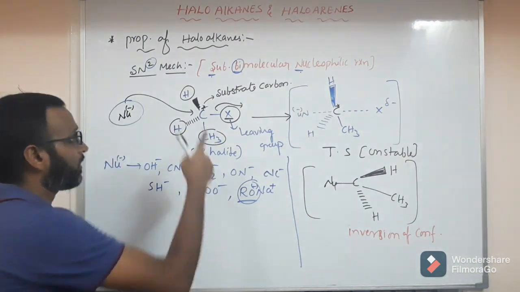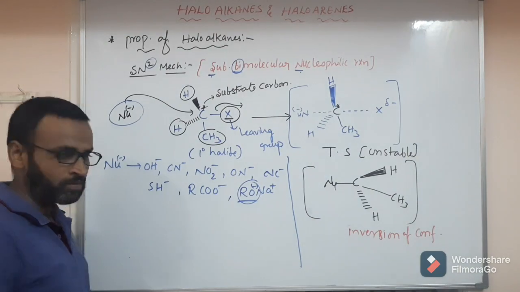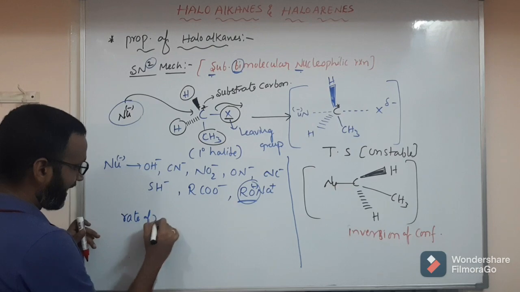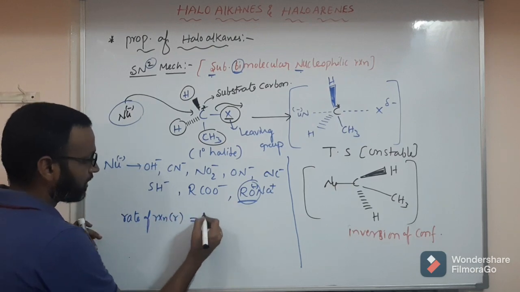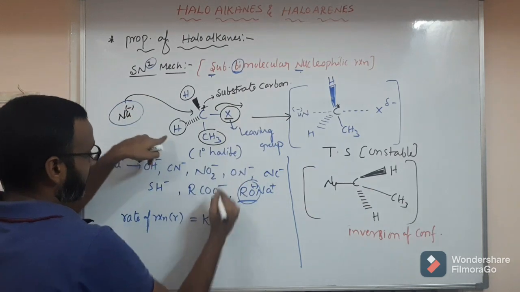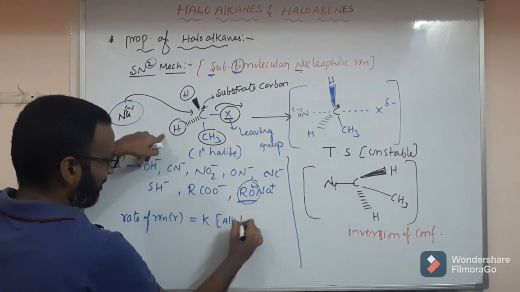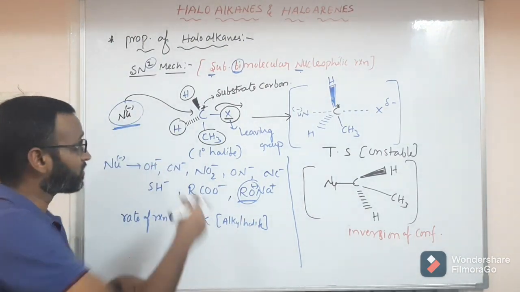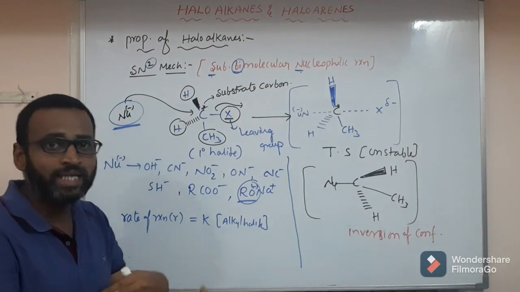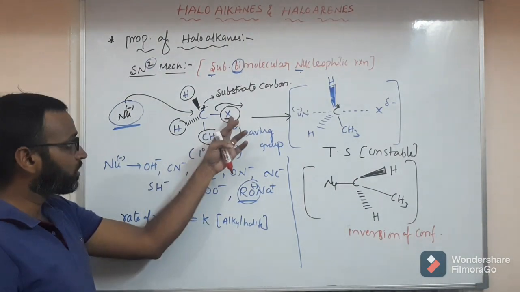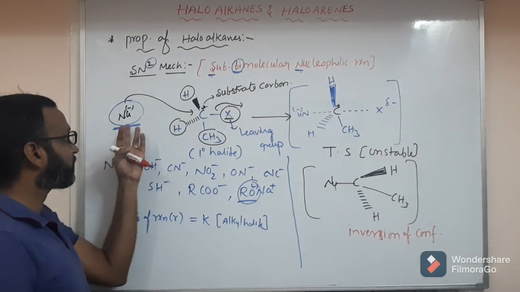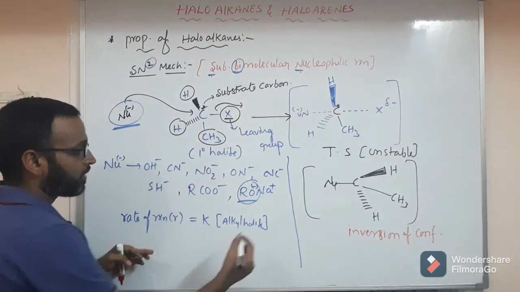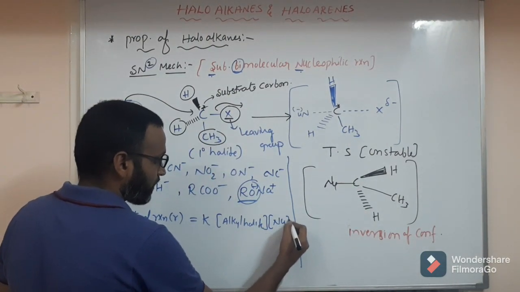This mechanism happens when the groups are very small. Why is this called bimolecular? Because here the rate of reaction depends on both the substrate alkyl halide concentration as well as the nucleophile concentration, because this nucleophile should be very reactive, very strong to replace this X. If it is poor, if it doesn't have such energy, it cannot replace X. So the concentration of nucleophile is also very important.